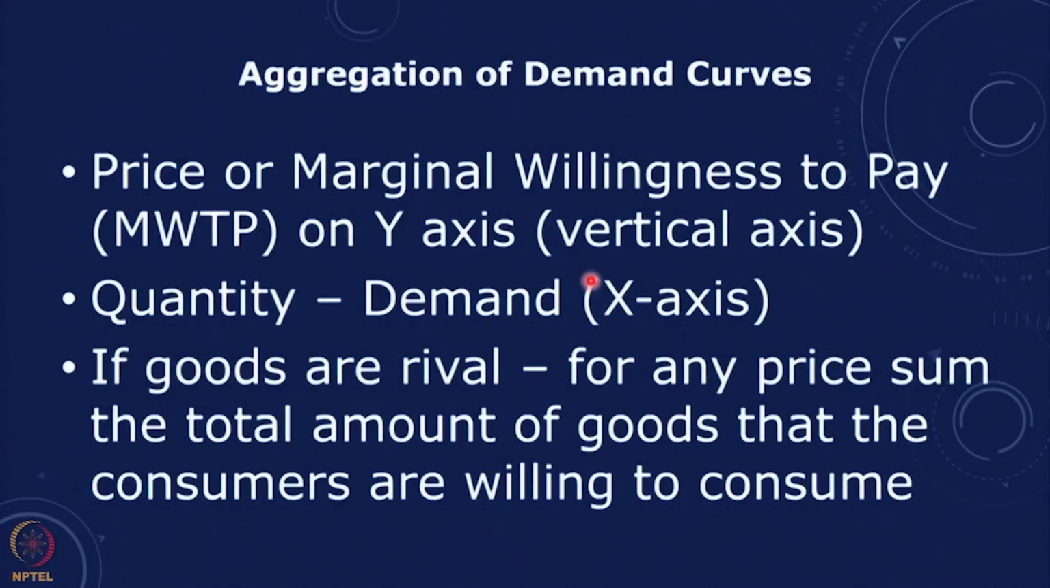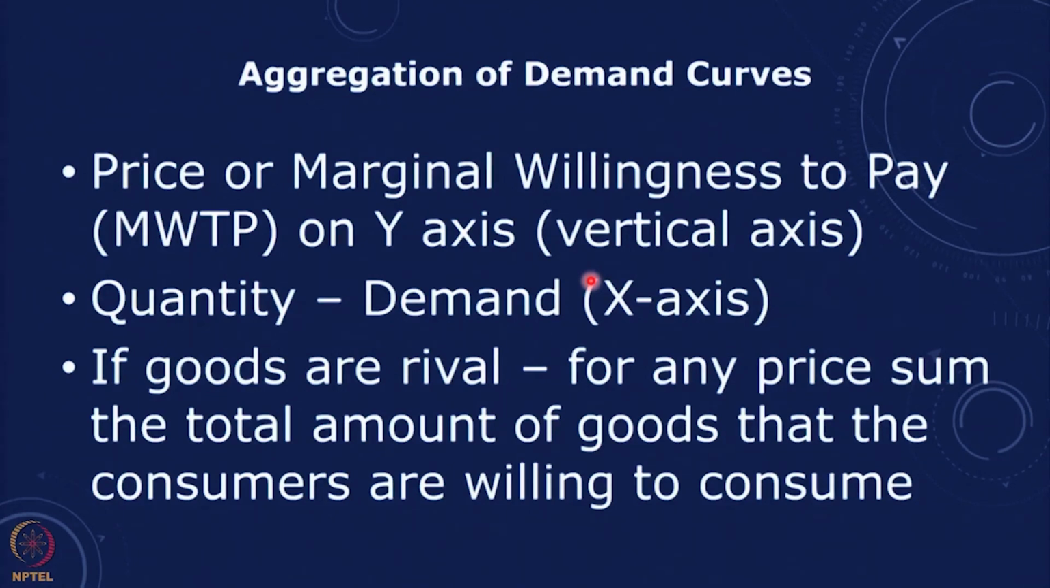Let's look at how we aggregate demand curves in the case of a private good. If we have two individuals, and if we can prove this for two individuals, we can just extend it to any number of individuals in a society. So, if we represent the marginal willingness to pay on the y-axis and the quantity demanded on the x-axis, and the goods are rival, then at any price we will sum up the total amount of goods that the consumers are willing to consume. So, let us look at this.